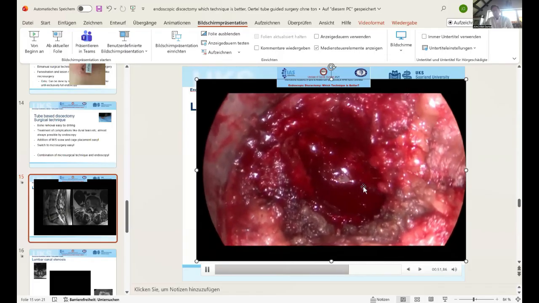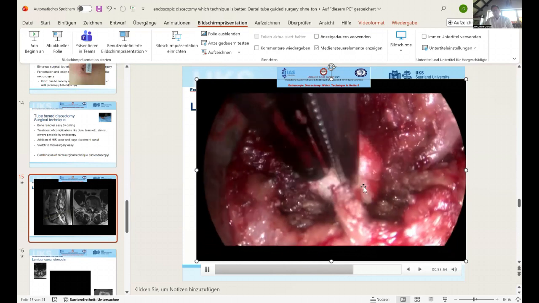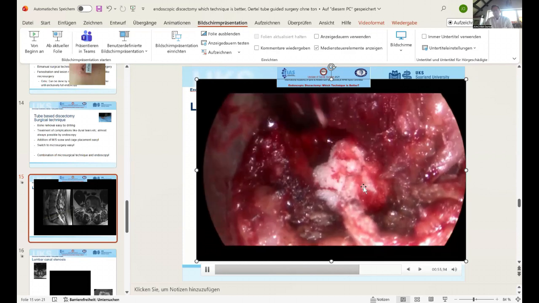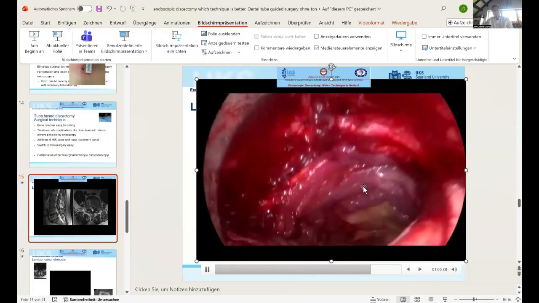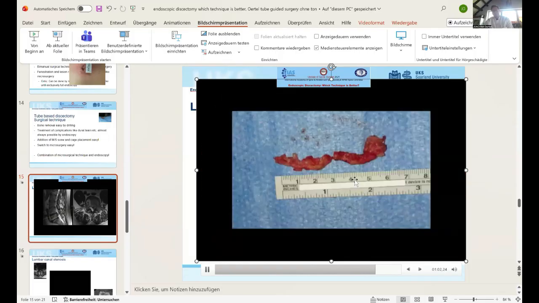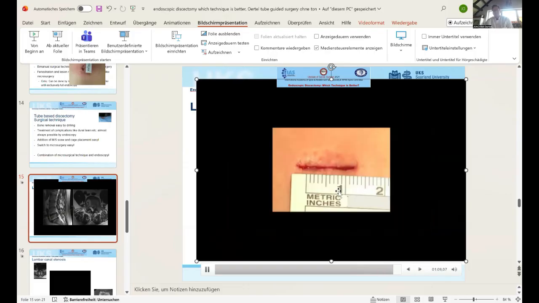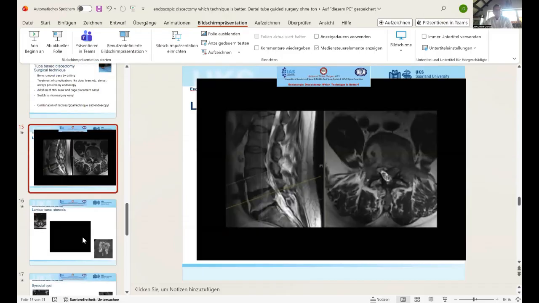So the opening of the spinal canal is maybe 4 by 5 millimeters, 4 by 6 we have, and it's a transmuscular approach. So this is what we have taken out. This is the sequestered disc, and this is the skin incision. It is about, maybe, 12 millimeters in length.